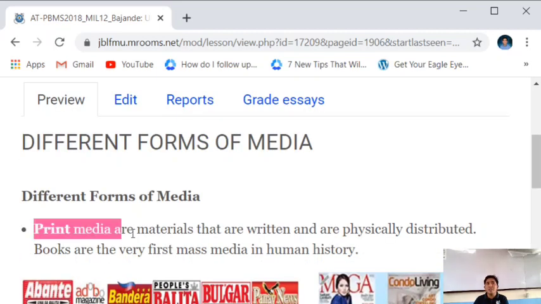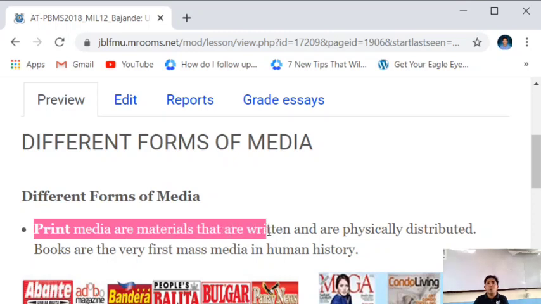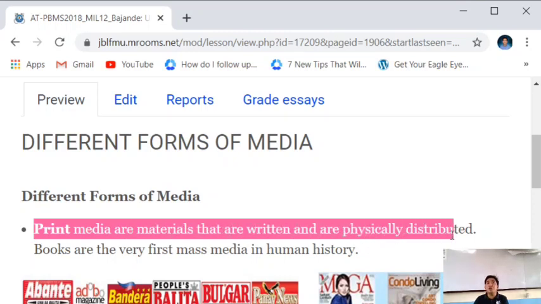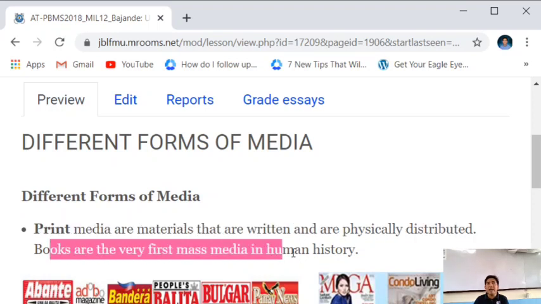First is the print media. Print media are materials that are written and are physically distributed. Books are the very first mass media in human history. So, by the definition itself, mabala naton already na ang print media class are materials. These are materials na for example, this one is a book, right? So, this is a print media already because there is paper na ginagamit and it is physically distributed. So, mauyaptan mo siya, okay? So, this is physical interaction with the material. That's why it is print media. Did you get me? Okay?